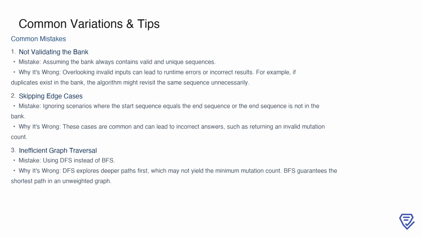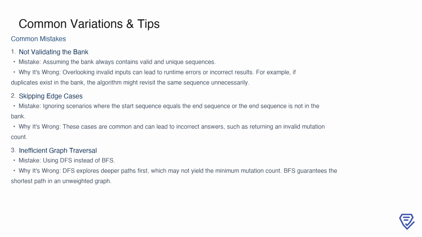The problem with this is that duplicates or invalid sequences in the bank can cause unexpected behavior, such as revisiting sequences unnecessarily or leading to runtime errors. Next, another mistake is skipping edge cases. For instance, scenarios where the start sequence is the same as the end sequence, or the end sequence is not in the bank at all, are often overlooked. Failing to handle these properly can result in incorrect answers, like returning an invalid mutation count.